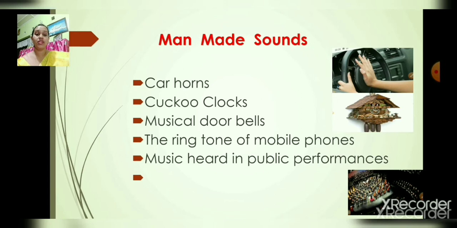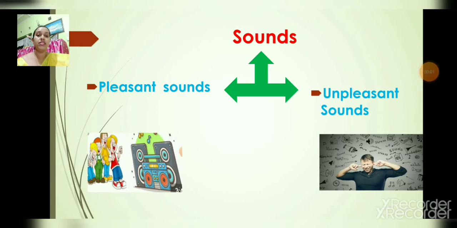And the last one is the music heard in public performances. Now this is the example for that. I think you have been to concerts. It can be a vocal concert or instrumental concert. Music heard in public performances is also a man-made sound.